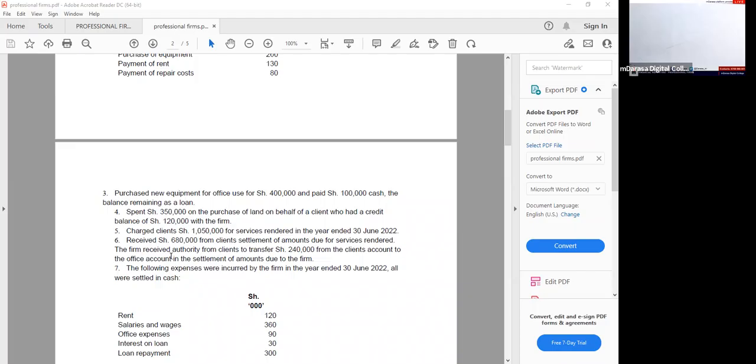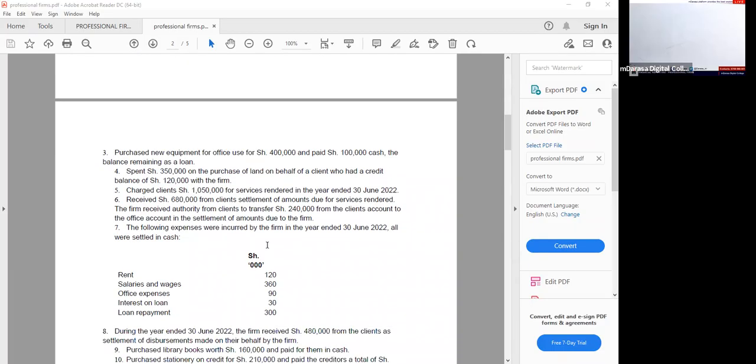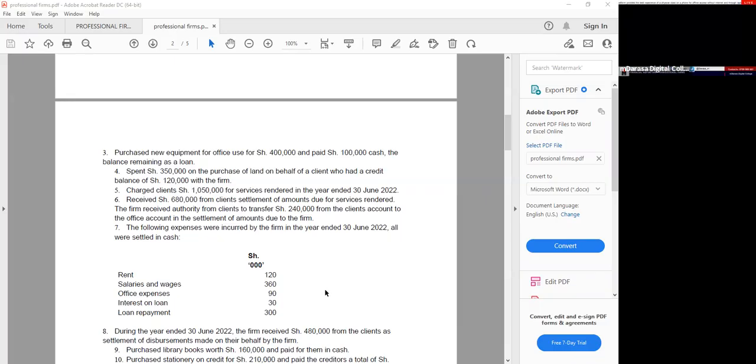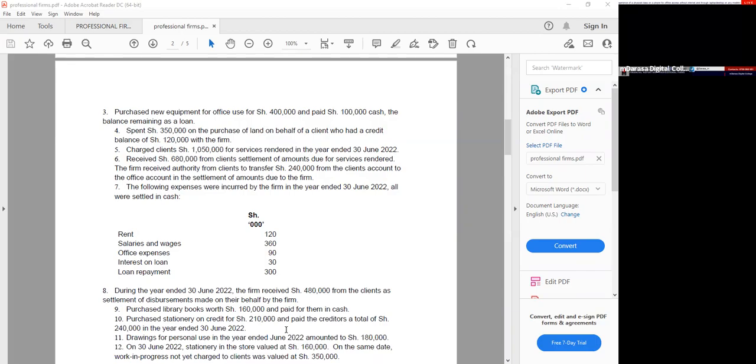Then note number 7, the following expenses were incurred by the firm in the year ended 30 June 2022. All were settled in cash. These are expenses incurred by the firm. Therefore, in this case, you know very well that you'll be debiting our respective expense account, and we credit, of course, our cash account, where the cash is coming from.